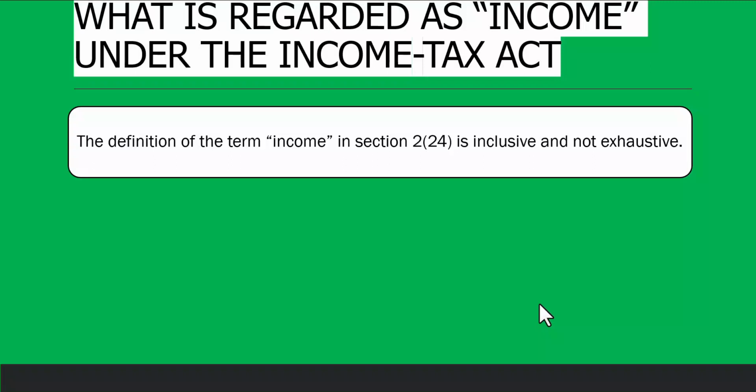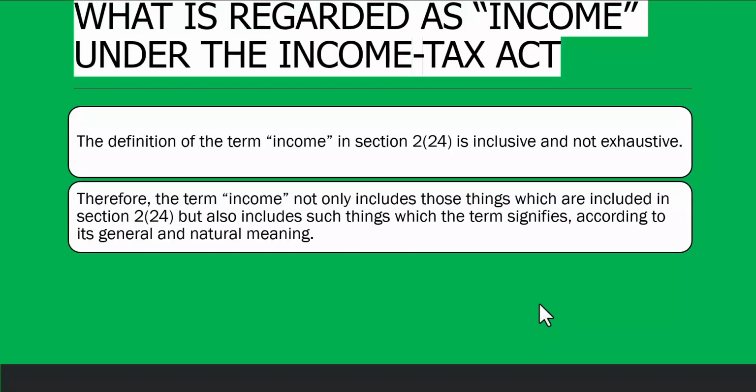So they have just given some examples or some definitions under section 2, but which is inclusive and not exhaustive. So the definition is just inclusive and not exhaustive. Even something which is not covered as an income can still be taxable in the hands of an assessee. So section 2 is just basically giving some illustrations of in what cases the income tax will be levied on you. Now, therefore, the term income not only includes those things which are included in section 2, but also includes such things which the term signifies according to its general and natural meaning.